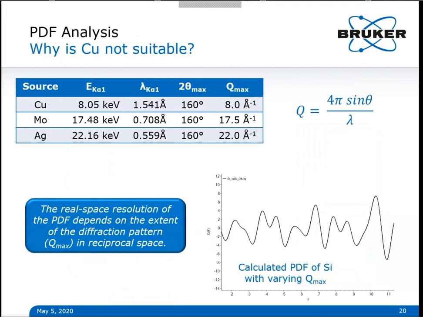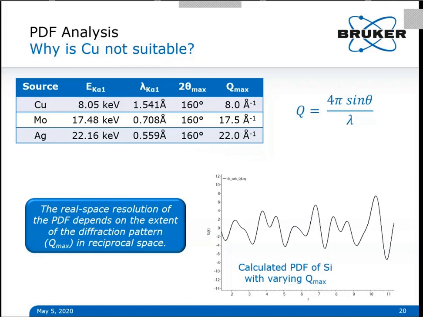Before we do that, let's take a step back and see why we need to change the wavelength of the instrument to a harder radiation. Experimentally, the measured reciprocal space powder diffraction pattern is transformed to a real space PDF via an inverse Fourier transform. This has two important consequences. The extent of the diffraction pattern in Q space influences the resolution of the PDF pattern, and the Fourier transform itself can introduce artifacts to the PDF.